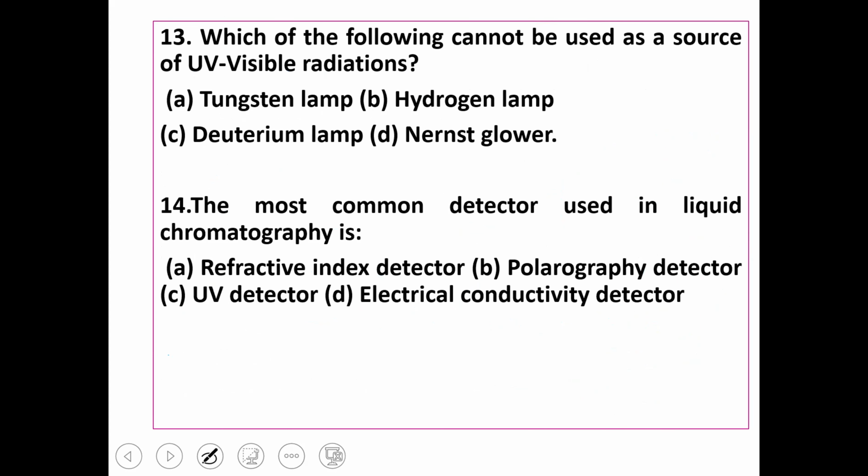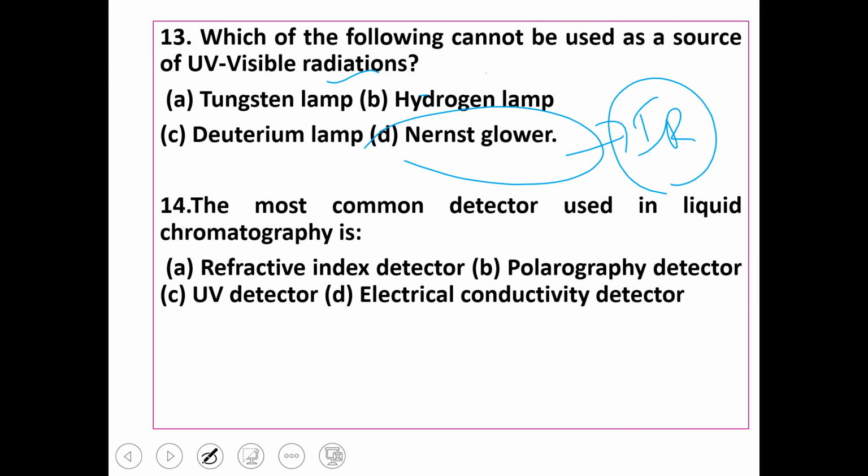So here, which of the following cannot be used as a source? Students should know what all can be used as a source, then only you can rule out the odd one. Nernst Glower is the source for IR spectroscopy, whereas tungsten is specifically used for visible. Here you have to classify again. Hydrogen and deuterium for UV. Xenon and mercury also you can add. Carbon lamp for visible. But the odd one is Nernst Glower, which is the IR source. Okay. And the most commonly employed detector in liquid chromatography.